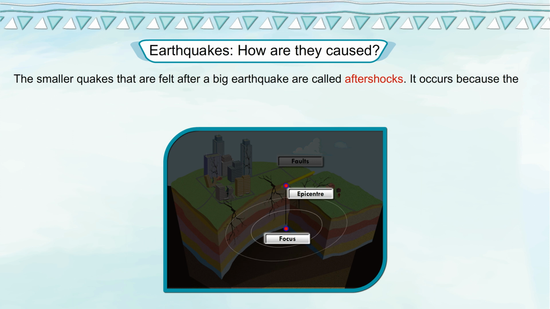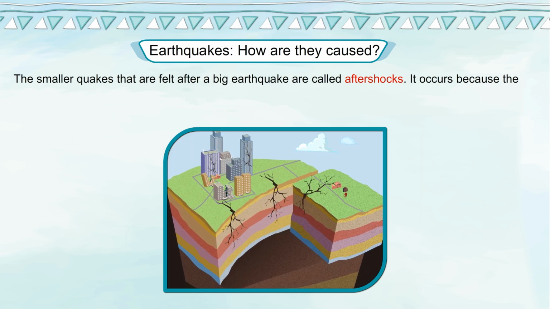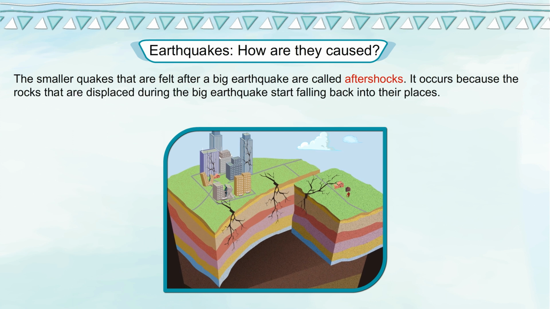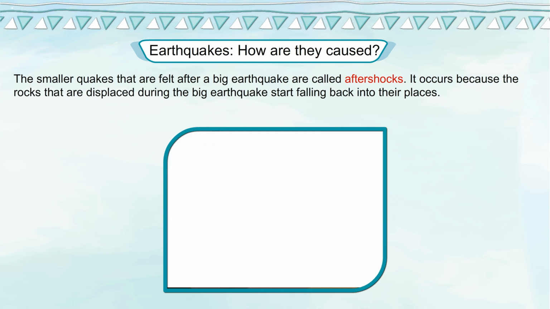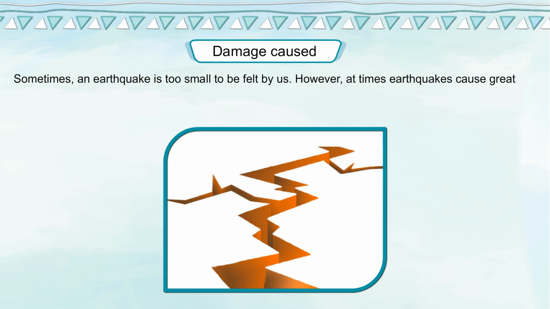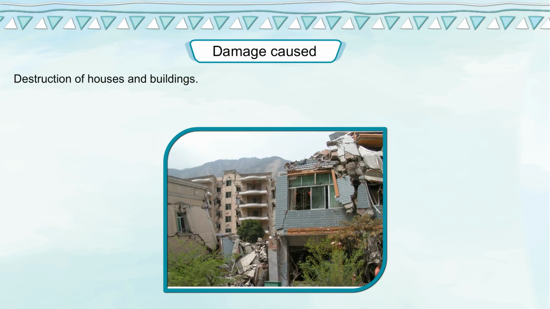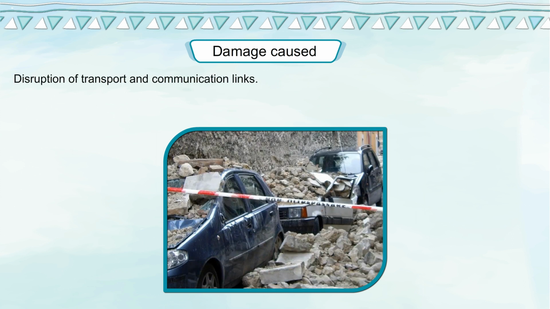The smaller quakes that are felt after a big earthquake are called aftershocks. It occurs because the rocks that are displaced during the big earthquake start falling back into their places. Damage caused. Sometimes an earthquake is too small to be felt by us. However, at times earthquakes cause great damage, such as death and injury of human beings and animals, destruction of houses and buildings, disruption of transport and communication links.